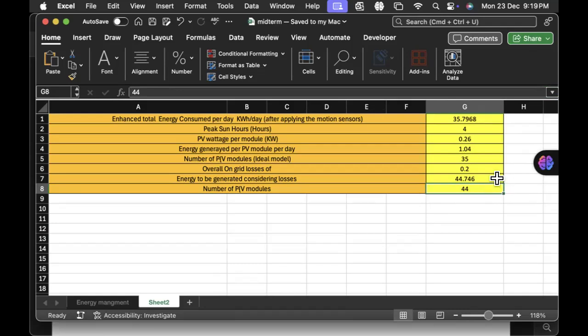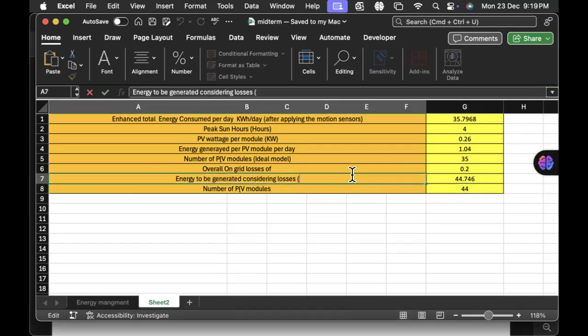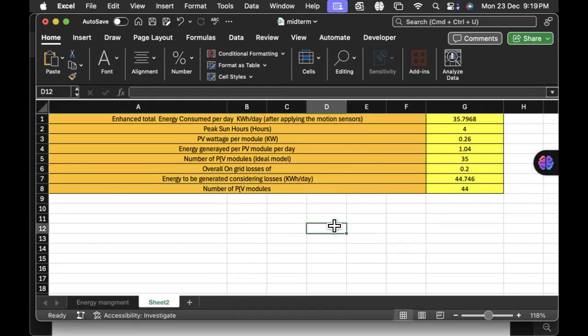Our system is going to generate 44.746 kilowatt hours per day. And when I consider this system at 20% losses, the load will be reached by 35.76968 kilowatt hours per day. Okay, so this is the amount of energy generated.